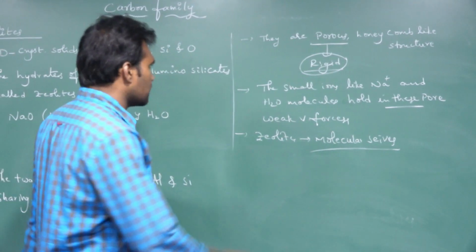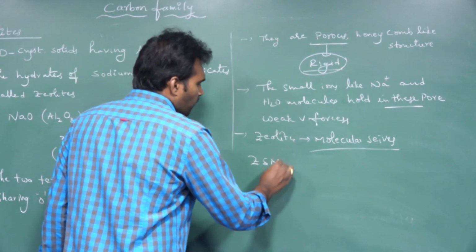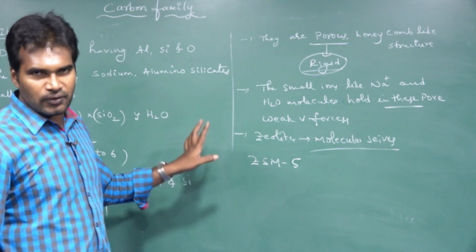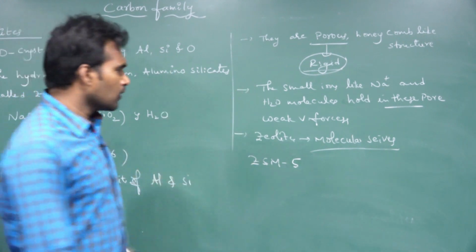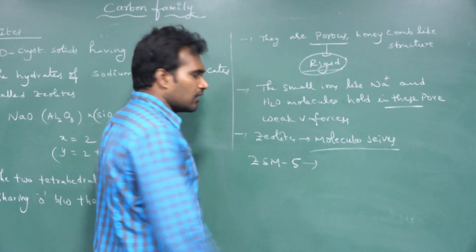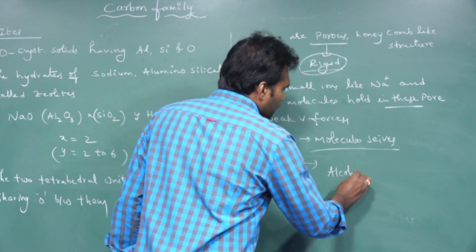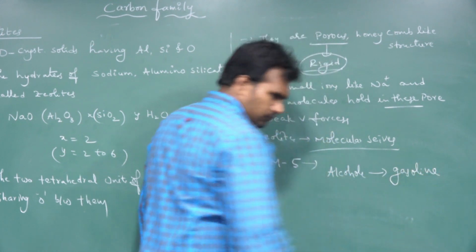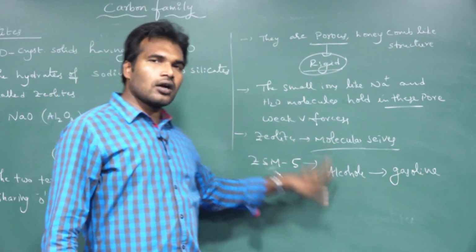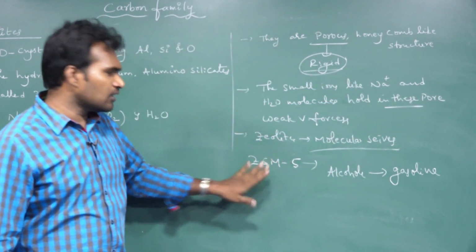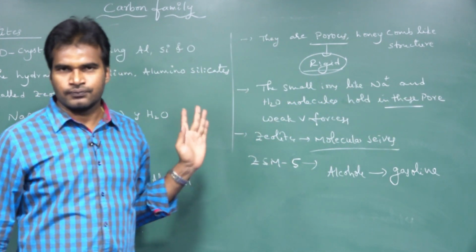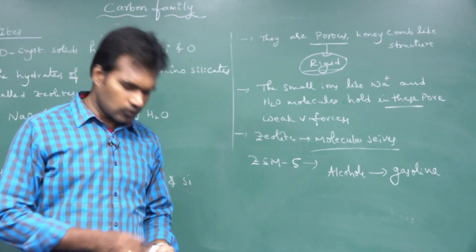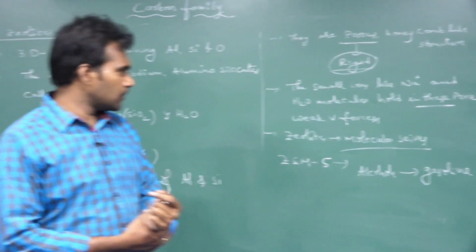And one more use: the zeolite ZSM-5, an example of a zeolite. We can use ZSM-5 for the conversion of alcohol directly into gasoline. Gasoline is nothing but petrol. We can convert alcohols into petrol by using this zeolite, ZSM-5. So these are some uses of zeolites. I hope you understand this concept.